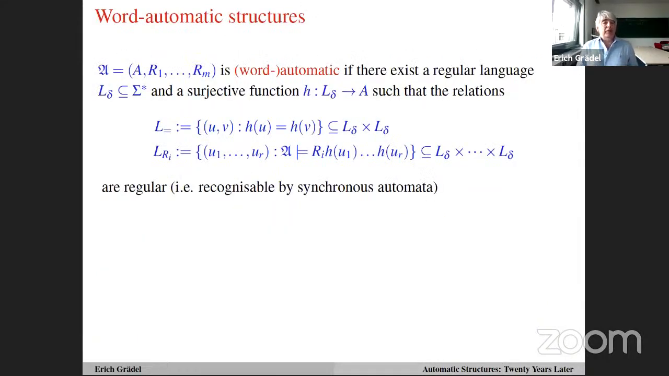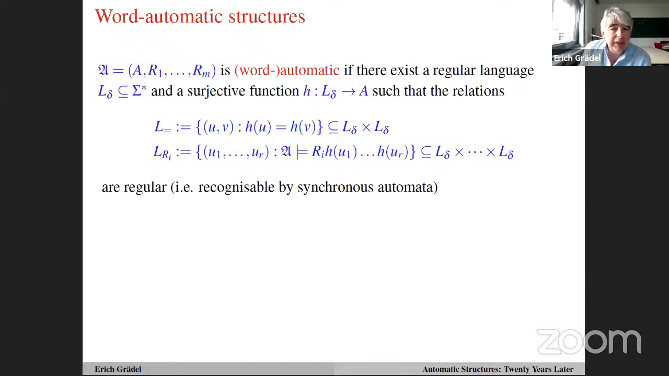Now, let me give a precise definition of automatic structures in the sense of structures presented by automata on finite words. A structure, which we always write relationally, is word automatic if there exists a regular language and a surjective function from the words in that language to the elements of the structure. Now, the words in the regular language provide names for the elements of the structure.